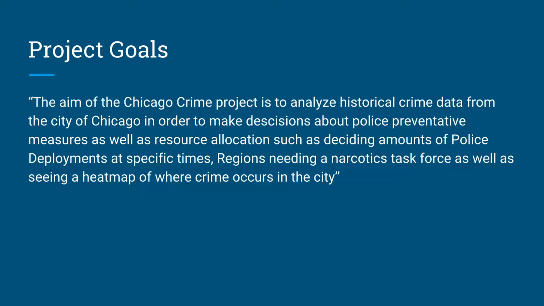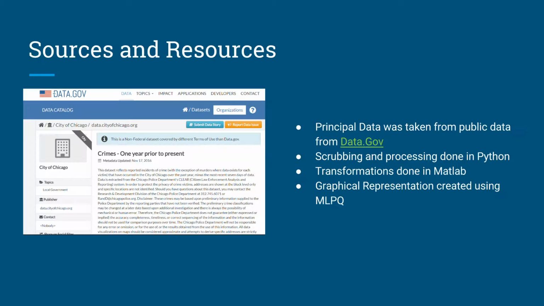Today we talked about the Chicago crime reporting data. What I did was take a bunch of data off of data.gov, and the whole goal was to analyze historical crime data from the city of Chicago in order to make decisions about police preventative measures. It involved a bunch of different statistical analyses and graphical representations of the city of Chicago, so that we could see which regions are being affected by crime the most.